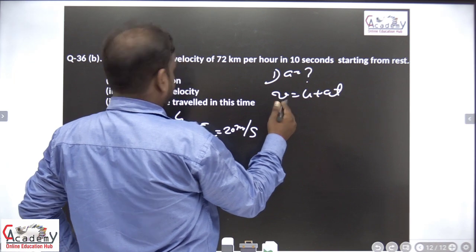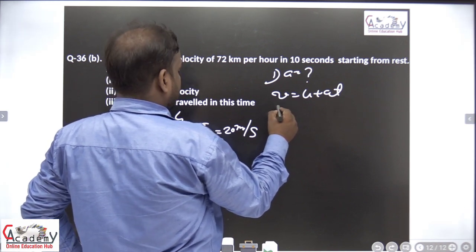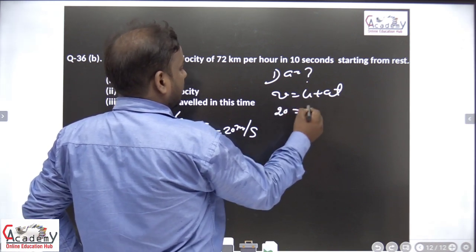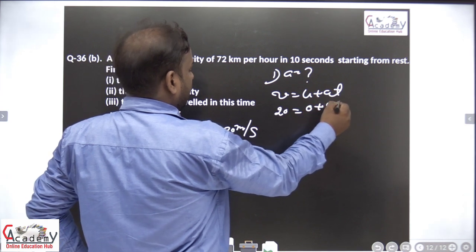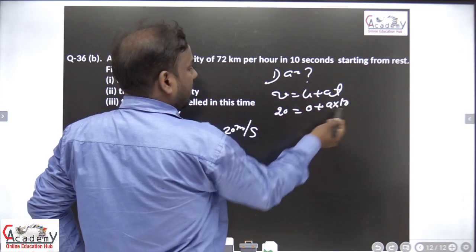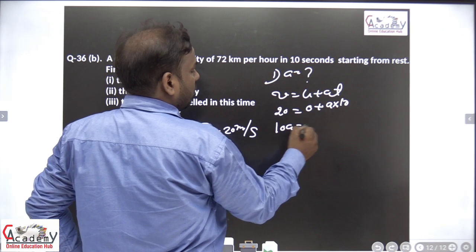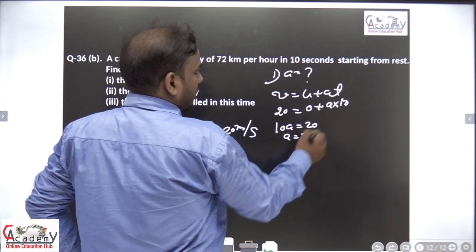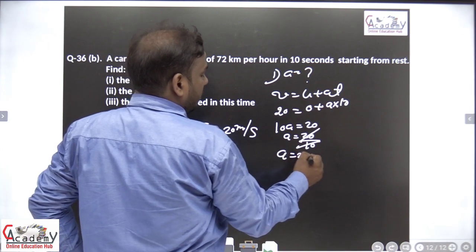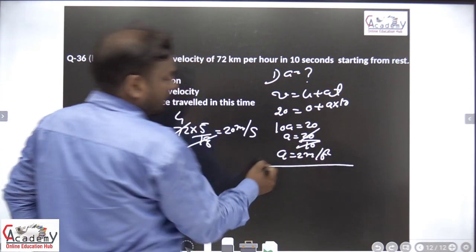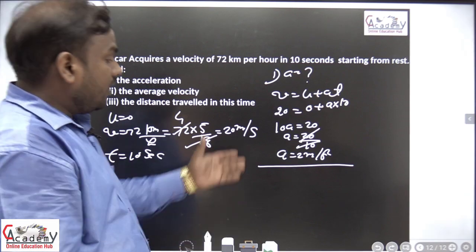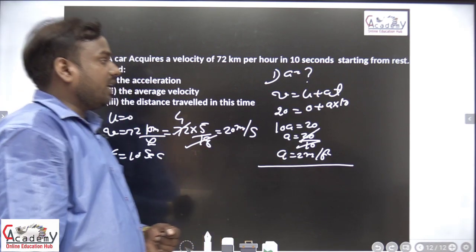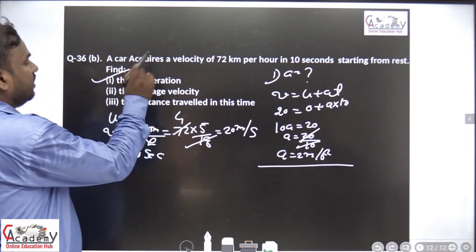What is v? Final velocity is 20 and initial velocity is 0. What is the acceleration and time? 10 seconds. So 10a is equal to 20, then we got a is equal to 20 by 10, 2 meter per second square. Okay, here acceleration is 2 meter per second square. That is the first part.